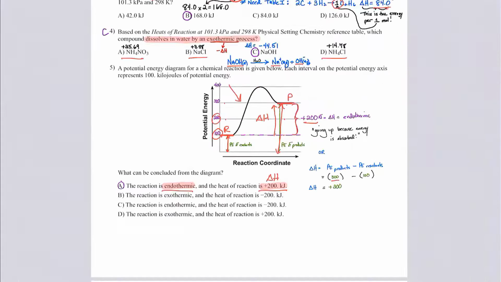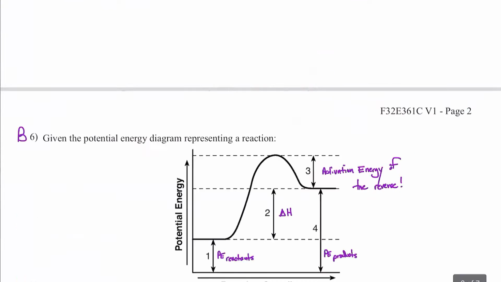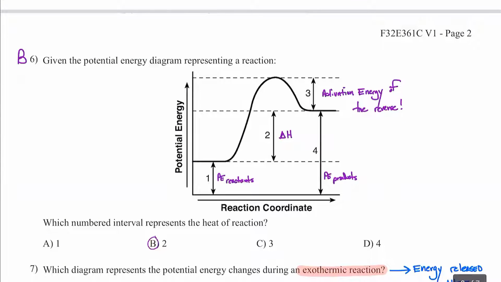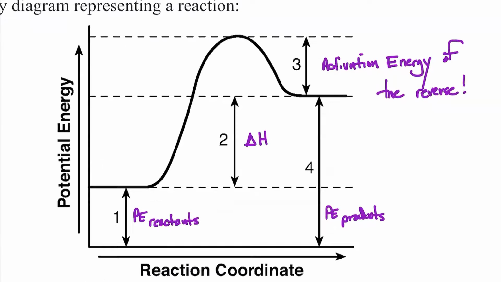Okay, moving on. Number 6, hey, that's going up too. That's also endothermic, but they just want to know what the heat of reaction is. The heat of reaction, a fancy word for delta H or enthalpy, is the difference between where you start and finish. Going up, it's positive. Don't need that here, but line 2.